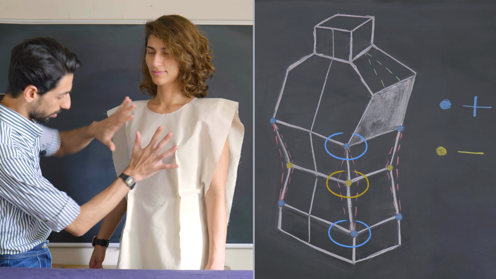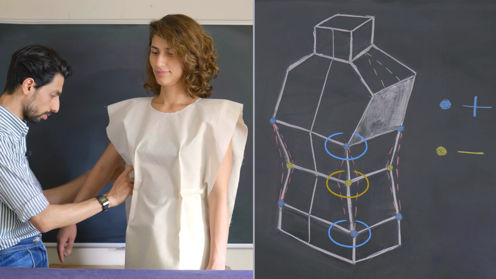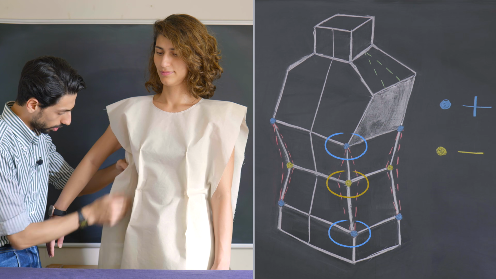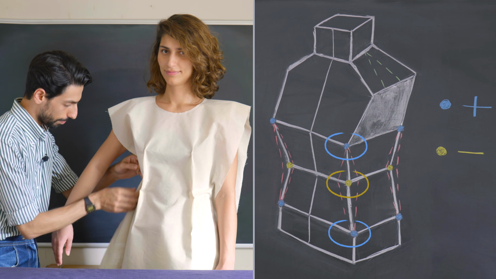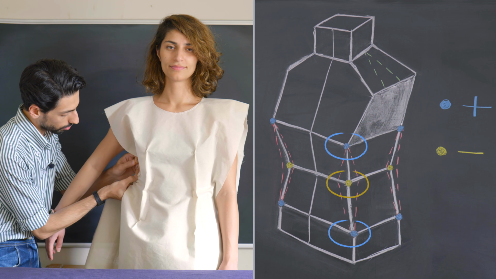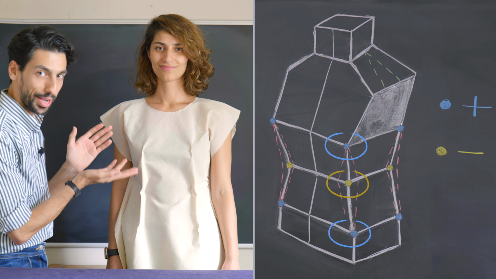We have now covered the front surface of the human form, and if we close the sides, it will look a bit more like a proper garment or dress. And that should put everything into context now. And that's it. It already looks like a dress.